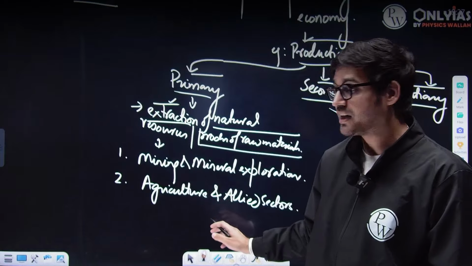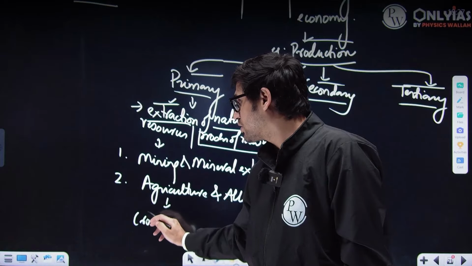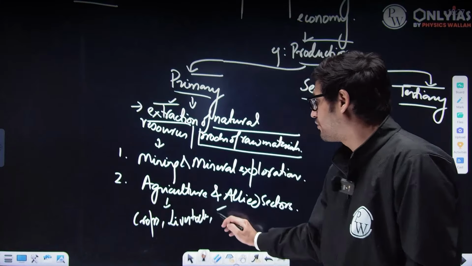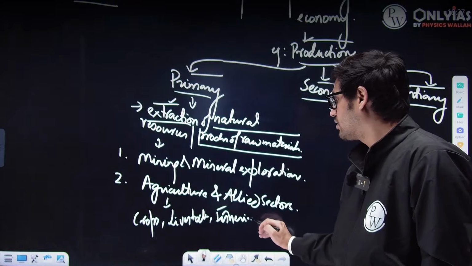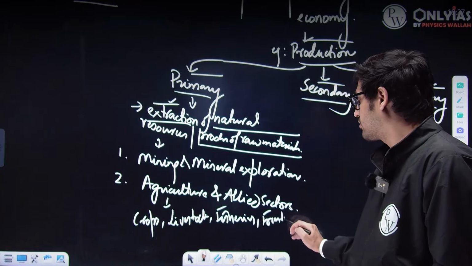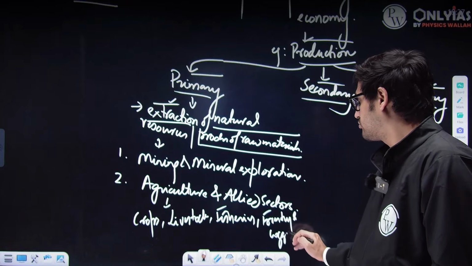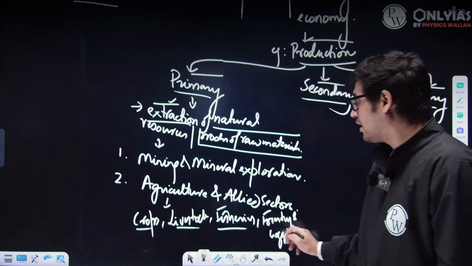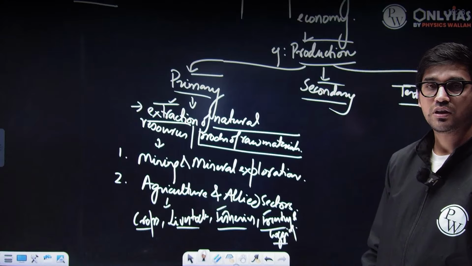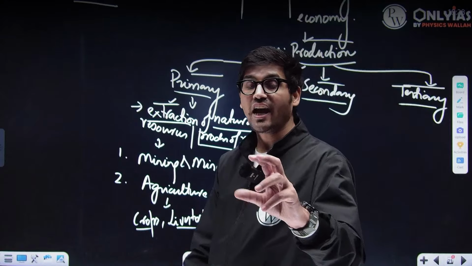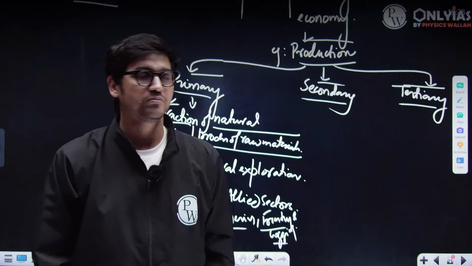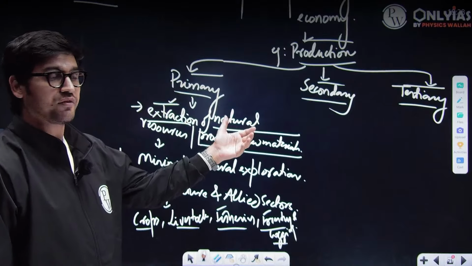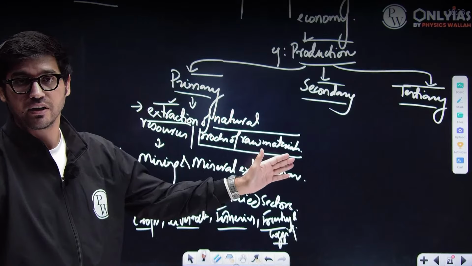In agriculture and allied, like I said, this is going to include crops, animals, livestock, fisheries, and forestry and logging. Now these are all raw materials. These are materials in an unprocessed state. So the primary sector of an economy either deals in the extraction of natural resources or production of raw materials.